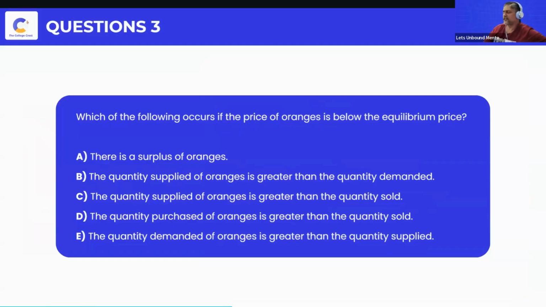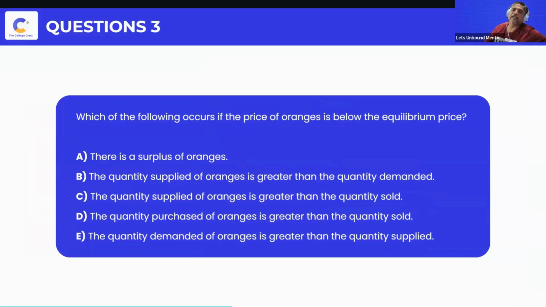price? Now, this question is from the concept of supply versus demand. Okay, and we know that at equilibrium prices, the quantity supplied and quantity demanded are the same. Okay, so that is the equilibrium price. Now, here it is saying that the prices of oranges are below the equilibrium price.